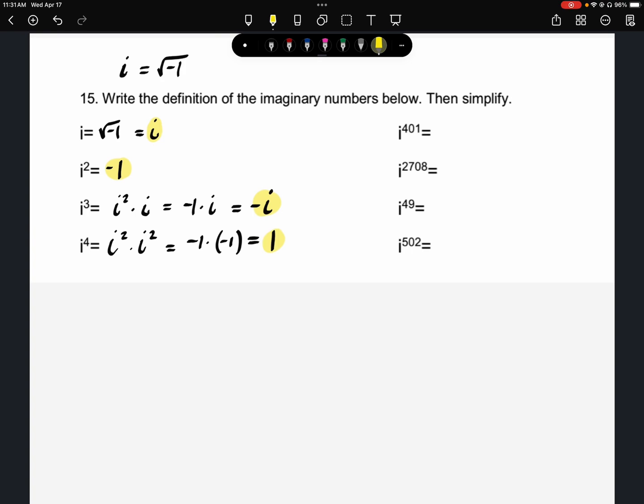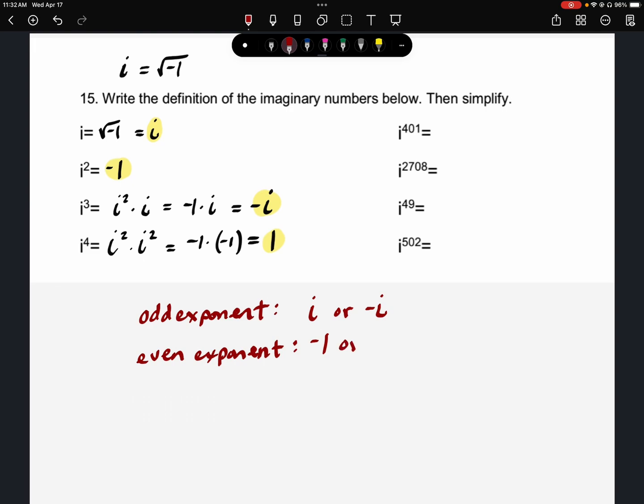So some of the things we talked about in class is when we look at that exponent, we have to determine if it's an odd exponent. Remember, your answer is going to be i or -i. If it's an even exponent, I'm talking about on your i's, right? If it's an even one, we know it's going to be -1 or +1.